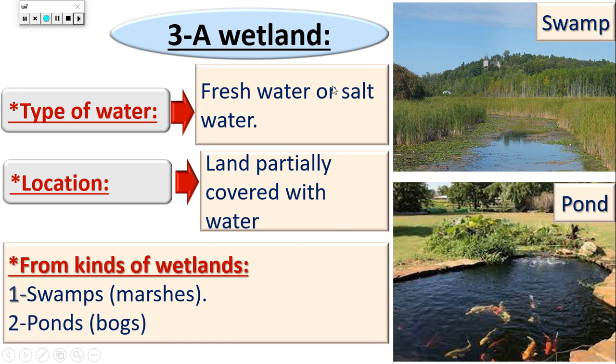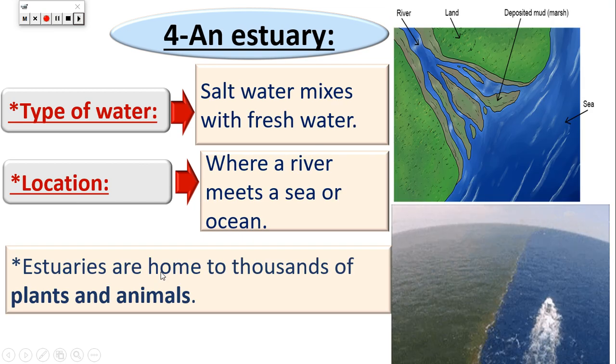Okay, and there is saltwater wetland and freshwater wetland. And we have two types of wetland, which are swamps and ponds. Swamps have another name, which is marshes. Ponds have another name, which is bogs.